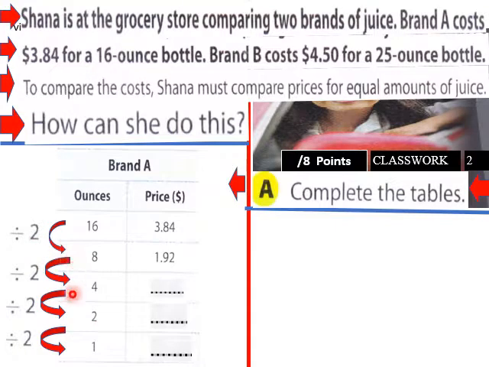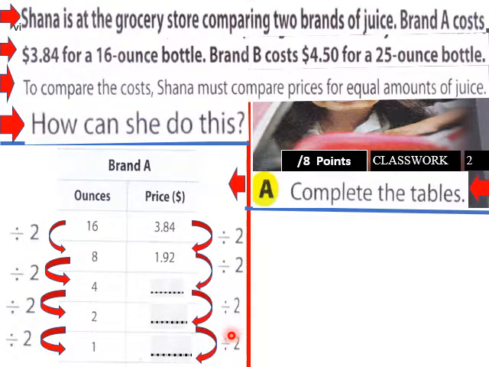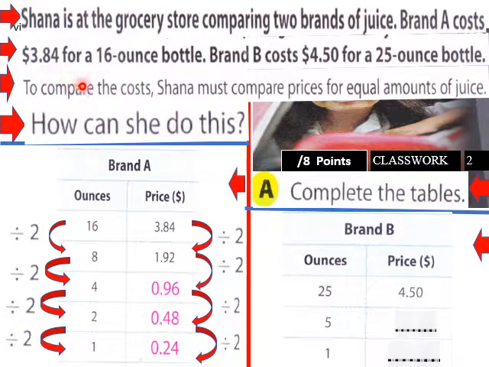So when we divide this by 2, we have to divide this over here by 2. So what would this be for 4 ounces? What would that be for 2 ounces? And what would it be for, finally, to get per ounce here for the price for brand A? Well, it's 96 cents for 4 ounces, 48 cents for 2 ounces, then 24 cents an ounce for brand A.